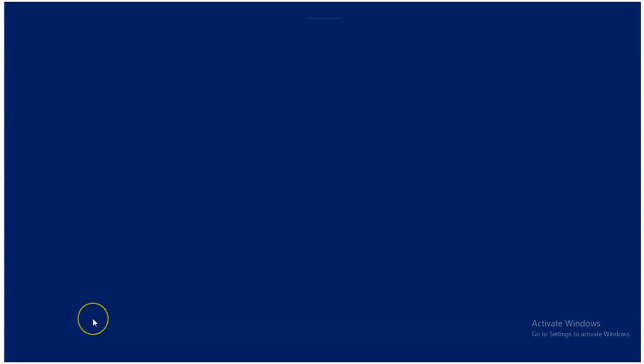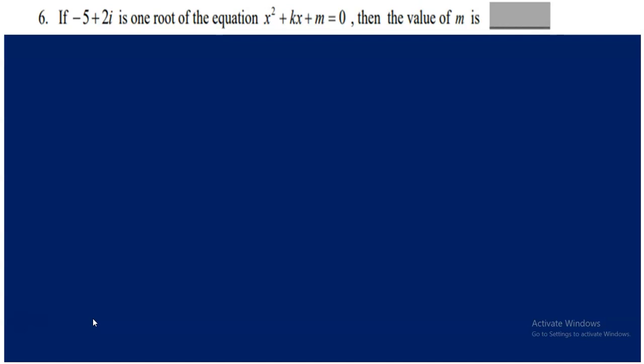Okay, dear students, let's continue again. Here comes now the sixth question. It says, if minus 5 plus 2i is one root of the equation x squared plus kx plus m equals 0, you are asked to determine the value of m.